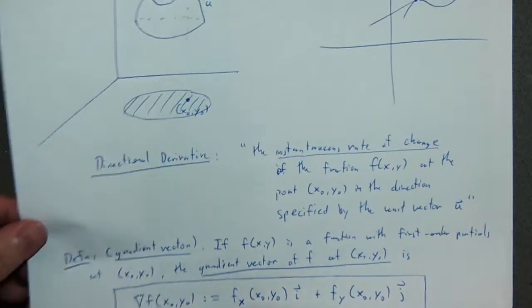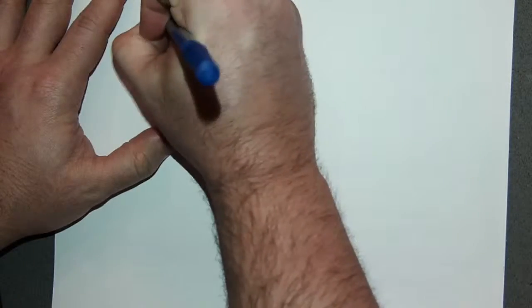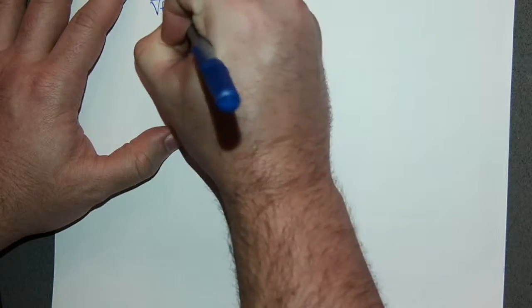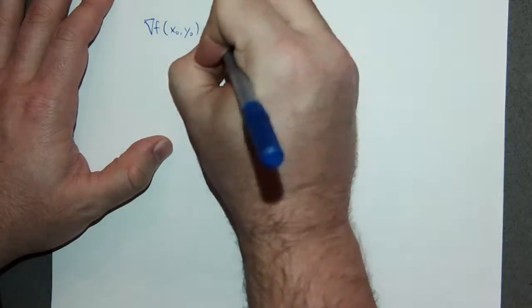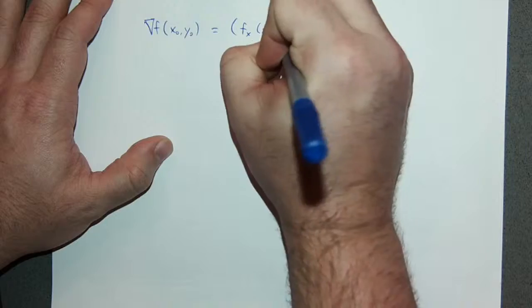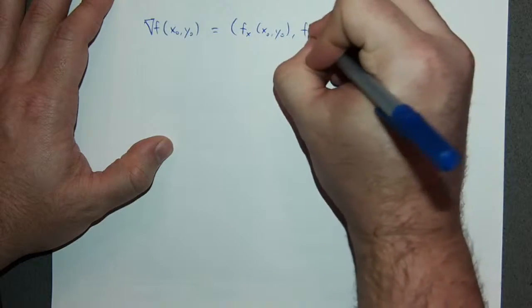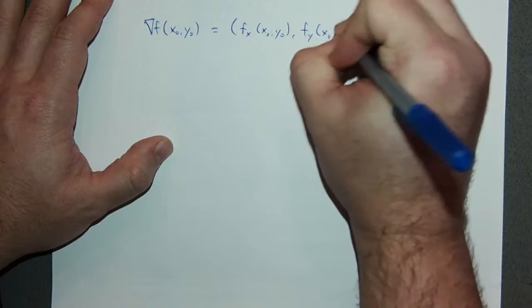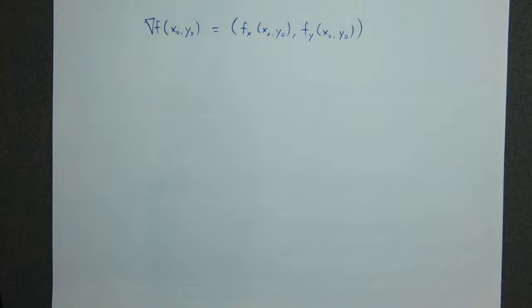All right, so written another way, not in i-j notation, the gradient of f at x naught, y naught is the x partial evaluated at that point in the first slot and the y partial evaluated at that point in the second slot.